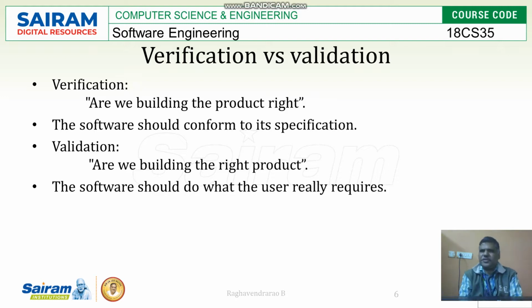Here the small definition is there, read it properly. Verification is, are we building the product right? Understand this: are we building the product right? It is nothing but whether we are doing it as per the specification or not. Validation says, are we building the right product? What we changed in this sentence is two words: product right, or right product. We are validating exactly here that the software should do what the user really requires.